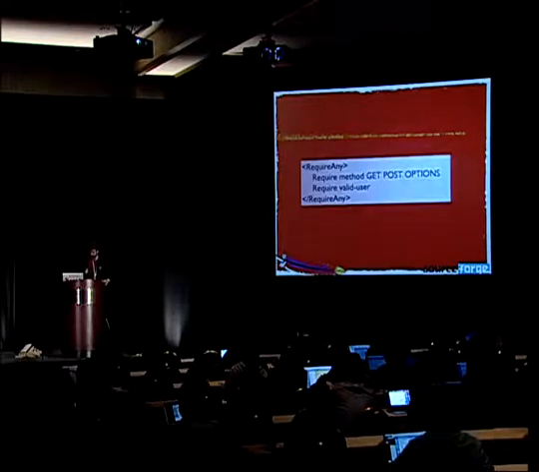So here's a simple example that says, I want to either require somebody to use GET, POST, or OPTIONS, or they've got to log in. So I'm going to require any, which means one or more of these conditions is sufficient, and then I state my require directives.